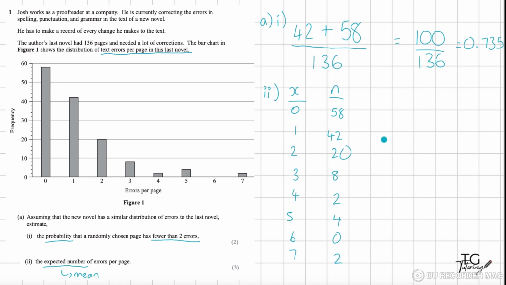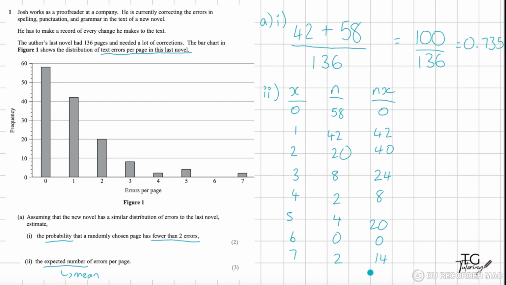So that is me setting myself up to be able to work out the total of the numbers. So to do that, I'm going to do n times x. And the reason we do that is if we were to write all these numbers out as a list and add them together, we would then divide by 136 to work out what the mean is. So this is a way of doing it as a frequency table, which everyone should be familiar with. So 0 times 58, 0, 42, 40, 24, 8, 20, 0 and 14.